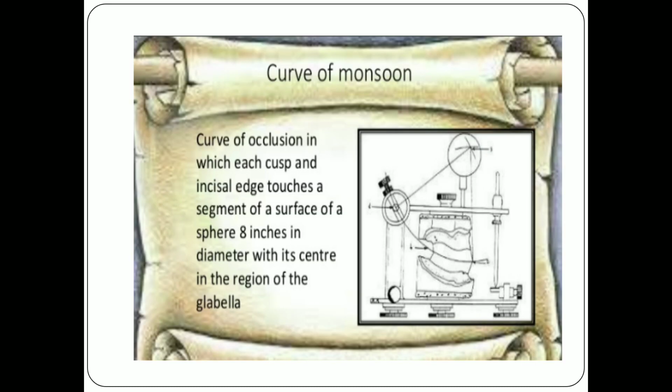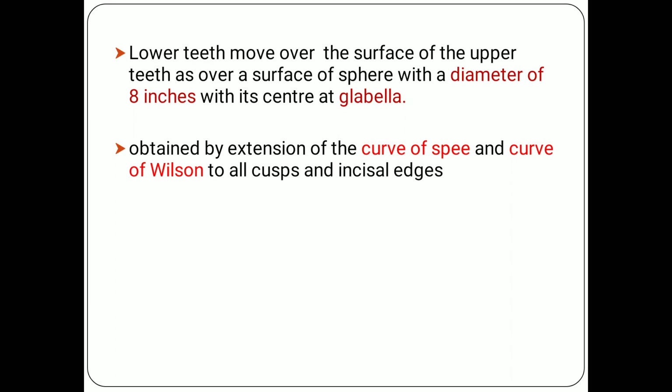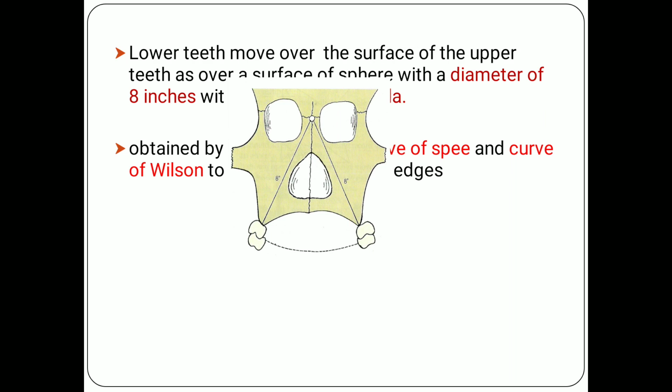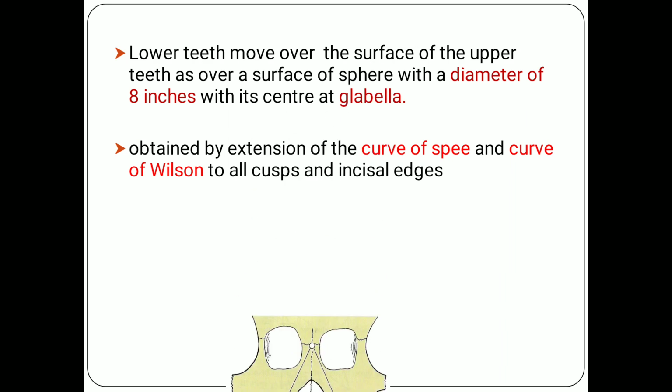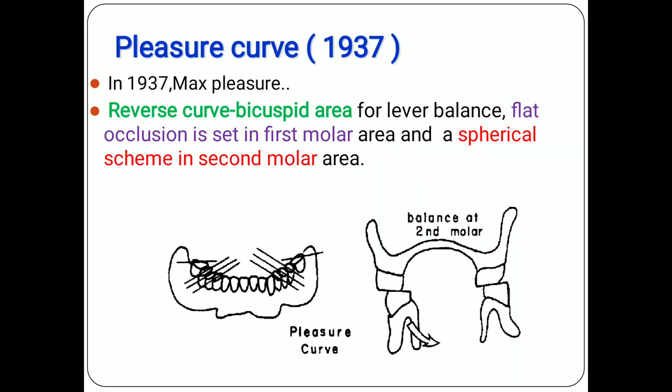Then I have already discussed the curve of Monson. It is the curve which is present mainly in natural dentition. It is the curve of occlusion in which each cusp and incisal edge touches the surface of a sphere 8 inches in diameter with its center at the glabella. The lower teeth move over the surface of the upper teeth over a sphere with a diameter of 8 inches with its center at the glabella. As I already said, the curve of Monson has subdivisions, only the curve of Spee and the curve of Wilson. If we combine the curve of Spee and the curve of Wilson, you will get the curve of Monson. Right? These are all the pictures.